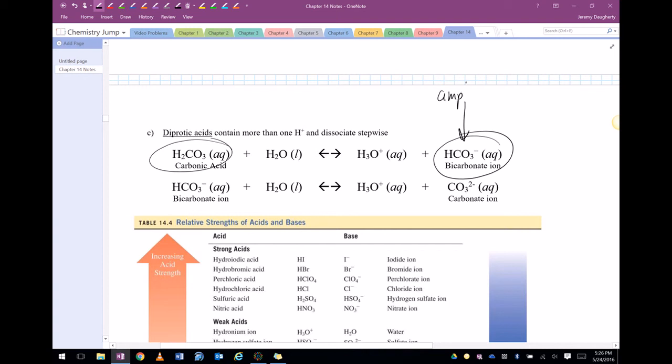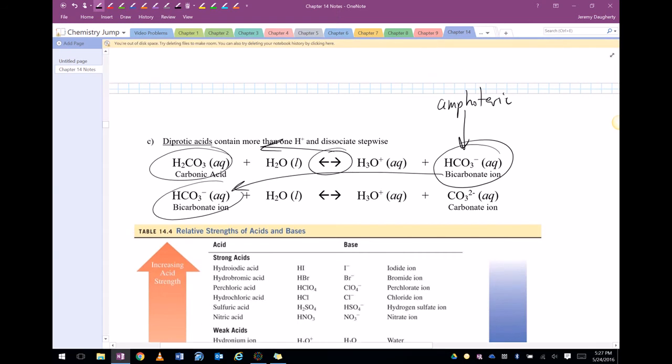This is amphoteric, right? Because it can go on. This guy can go on to give off another hydrogen ion, or it can go backwards and gain a hydrogen ion. Okay, but diprotic acids lose their hydrogen ions stepwise. Polyprotic acids, they lose them stepwise. Usually the first step is a big one, so it's fairly strong, and then the subsequent steps are weak.